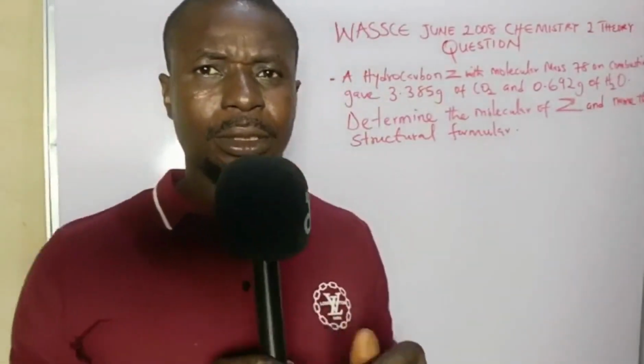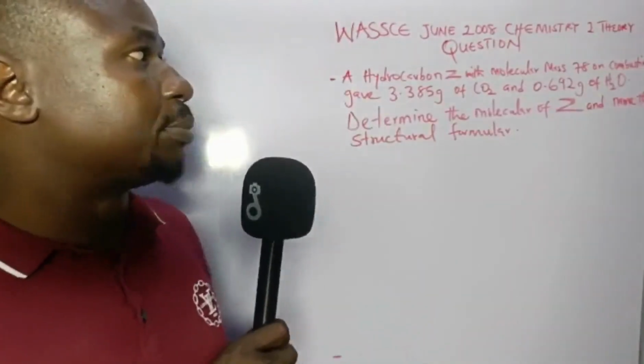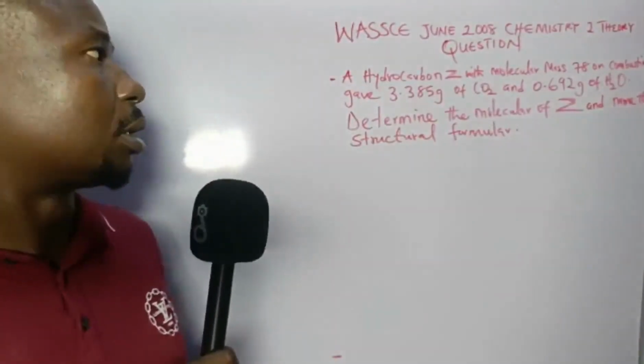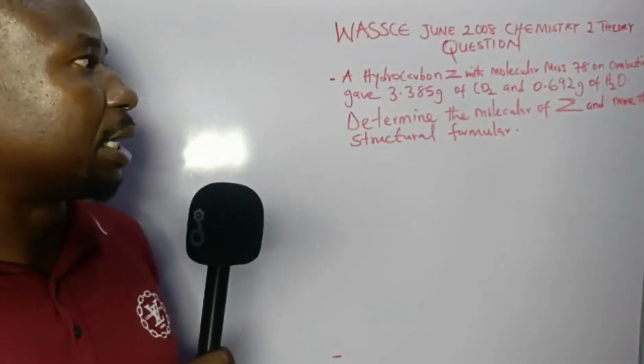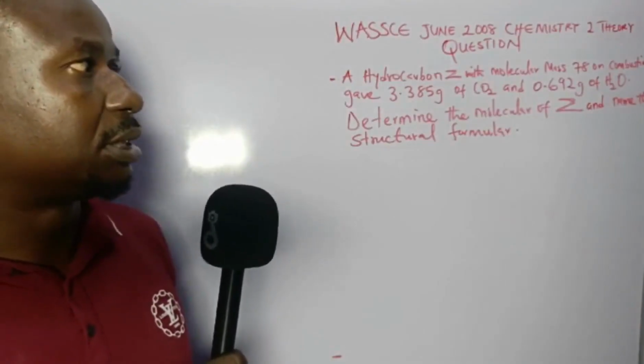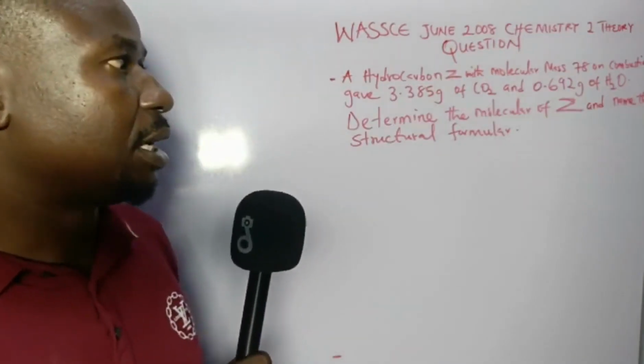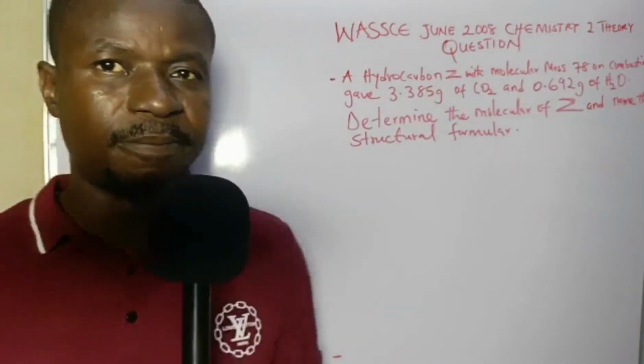Let's look at this question on chemistry. A hydrocarbon Z with molecular mass 78 on combustion gave 3.385 gram of carbon(IV) oxide and 0.692 gram of water. Determine the molecular formula of Z and name the structural formula.